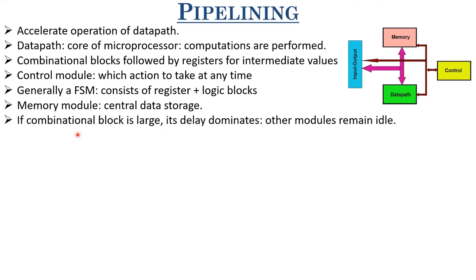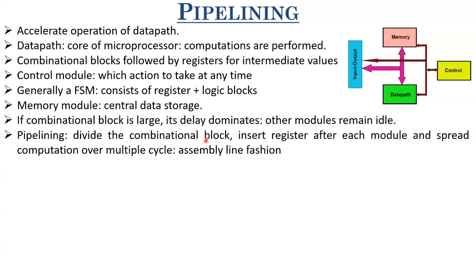then the delay of the combinational block dominates, and till the time the data passes across this combinational block, the other modules will remain idle, because this output is going as input to the other modules and is not available to them yet. And if it is dominating, then the circuit will become very slow.